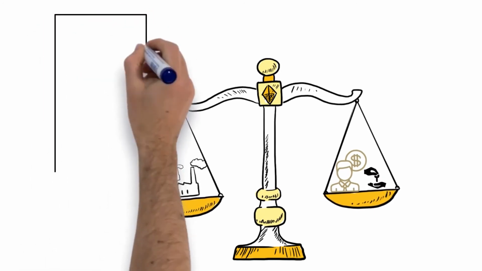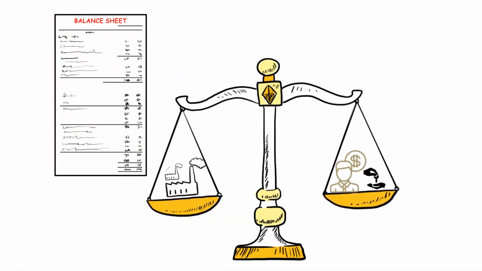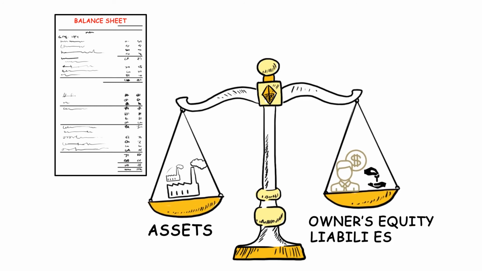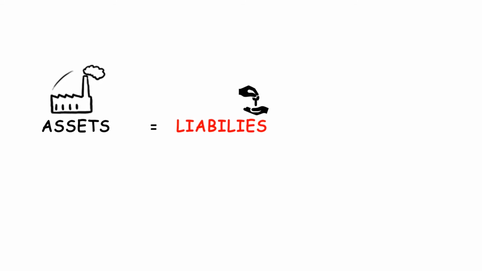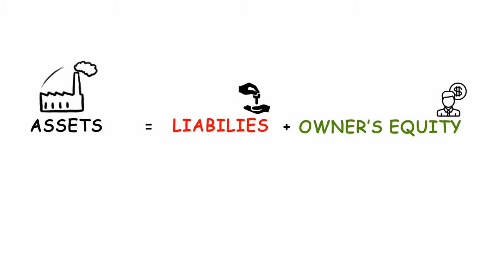The second summary statement is the balance sheet. It shows you how much your company owns, its assets, and what it owes, its liabilities, at a given point in time. The difference between assets and liabilities in the balance sheet is what belongs to the shareholders, and it is referred to as owner's equity.